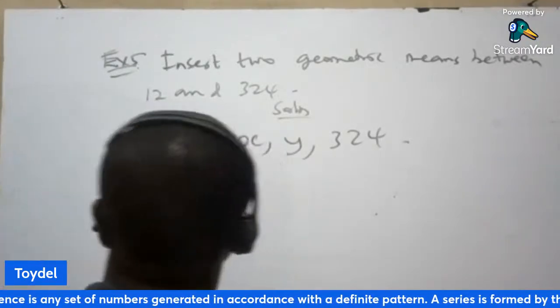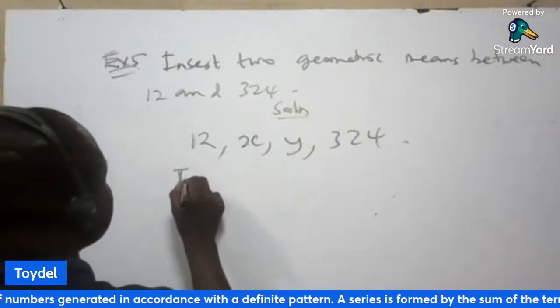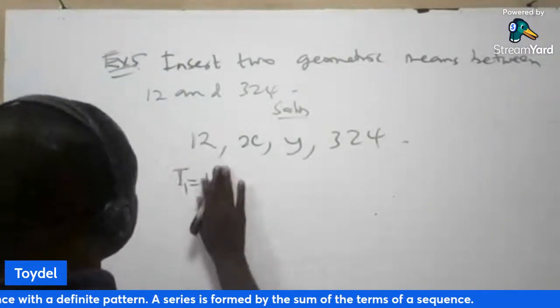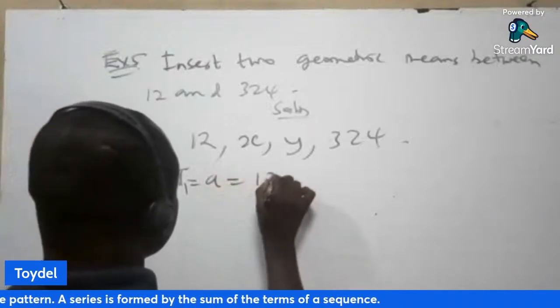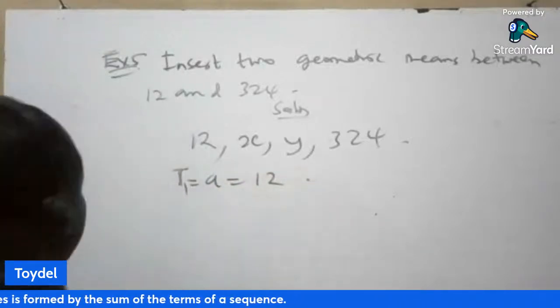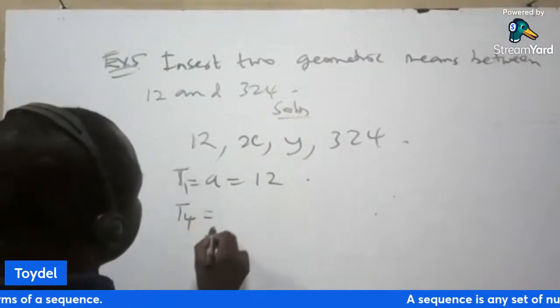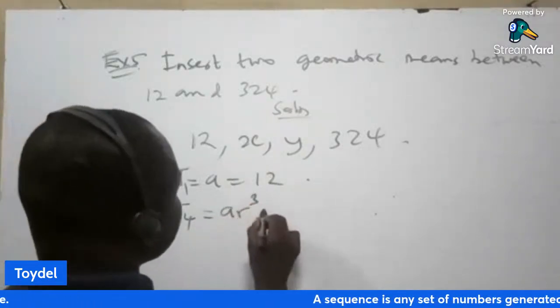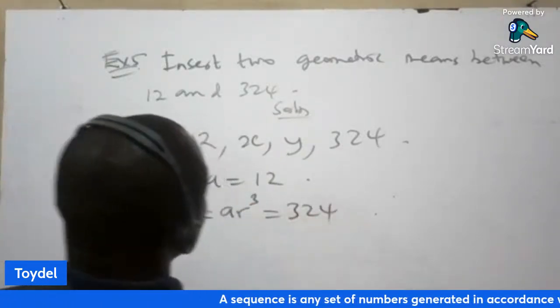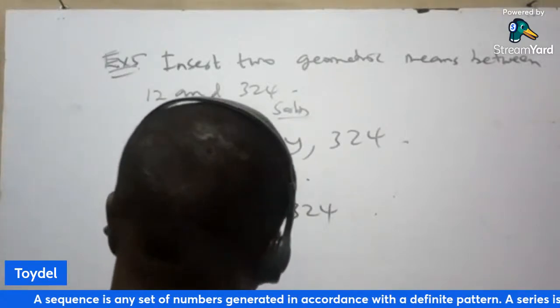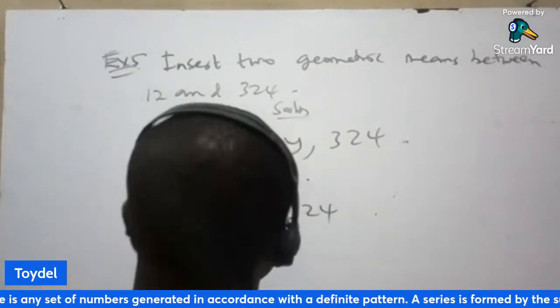In this case now, what is the first term? T1 is equal to A, and is equal to 12. That's the first term. Then what is the fourth term? T4. T4 is equal to AR cube and it's equal to 324. That is what we are going to get.